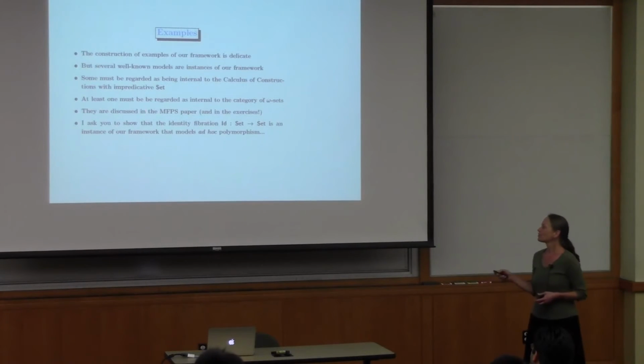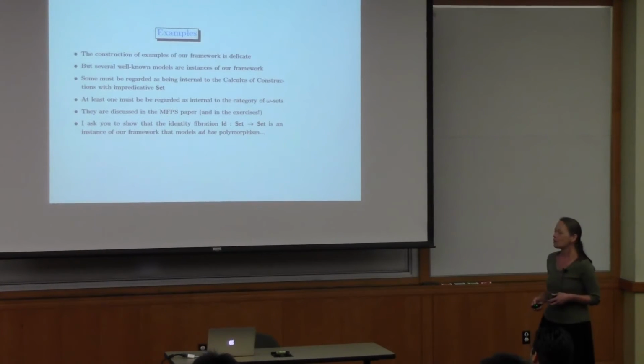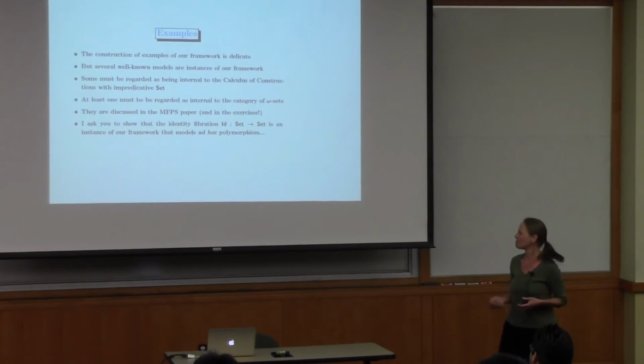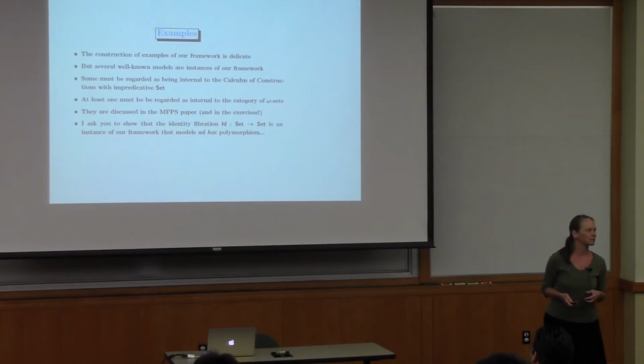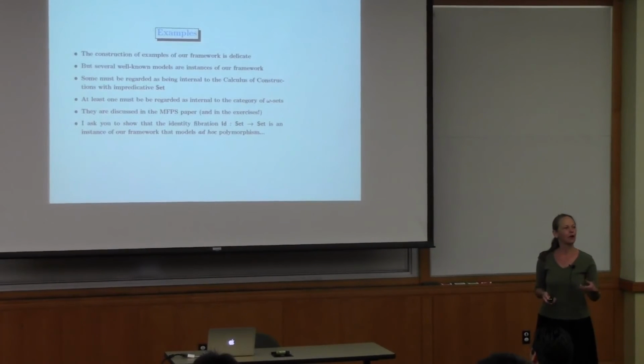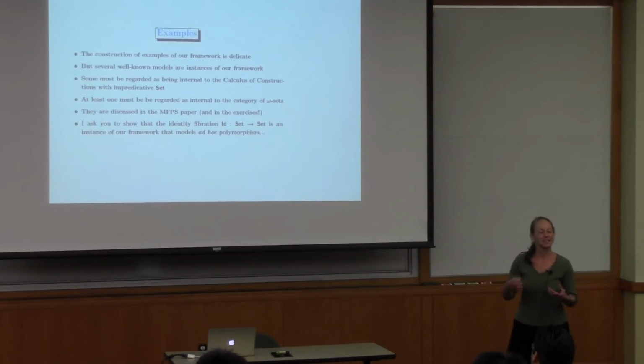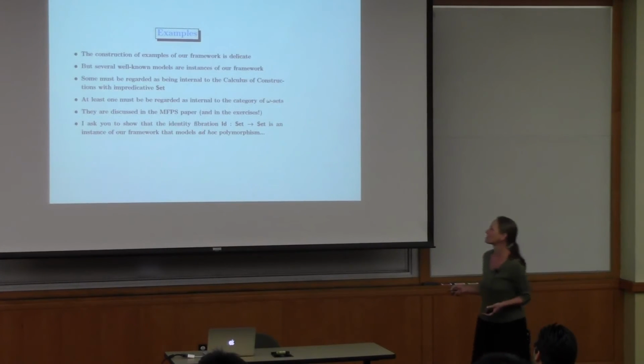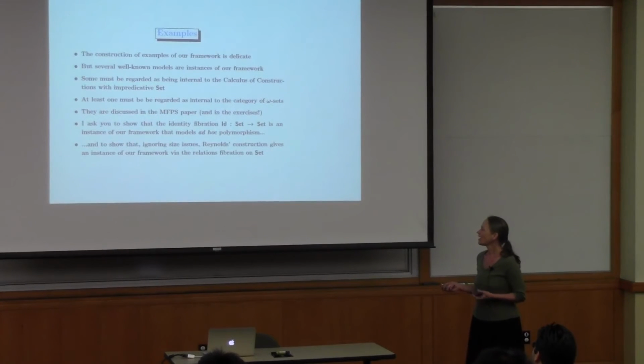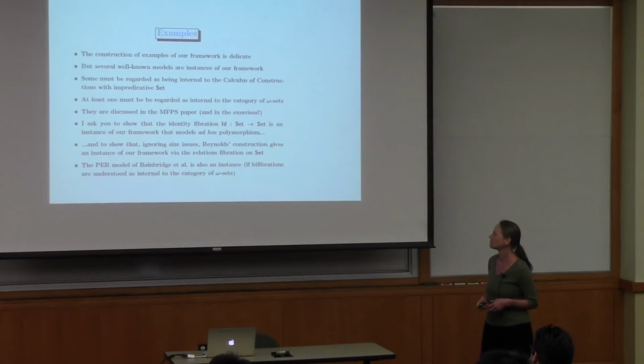In particular, I ask you to show that if you look at the identity fibration from set to set, you get an instance of our framework, but it models ad hoc polymorphism, not parametric polymorphism. That's because you get a fibration, but this isn't a relation fibration, so it doesn't satisfy that aspect. You'd get a fibration that is somehow an instance of this, but doesn't quite do the right thing. And I also ask you to show that if you ignore size issues, then Reynolds' construction gives you an instance of this framework if you think about the relations fibration on set.